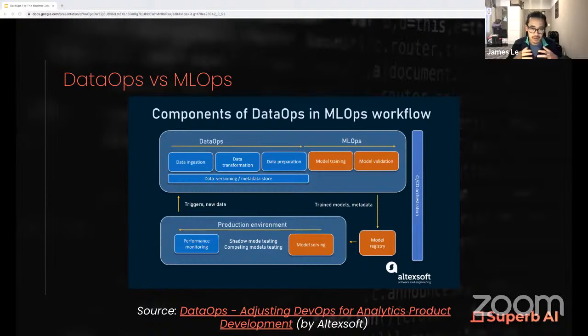And as you see here in the slide, both DataOps and MLOps can be seen as an extension of the DevOps methodology. DataOps covers the data journey, from data ingestion and transformation to data preparation. Then MLOps covers the second half of the journey, which includes things like model training, model validation, model serving, etc. And these two loops work together to complete the whole ML lifecycle development.